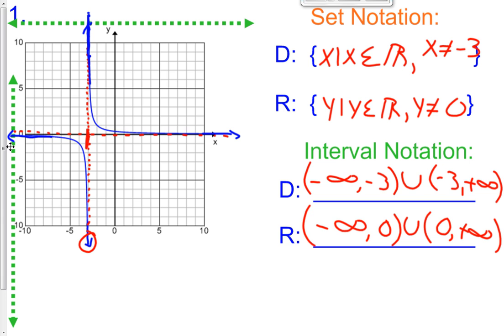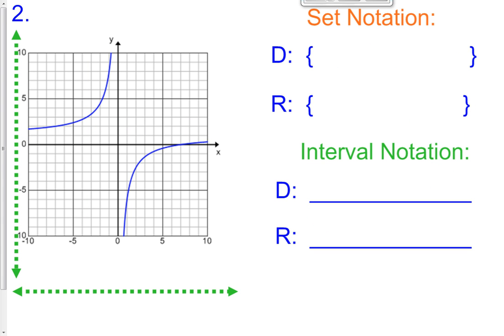Let's try the same thing now for problem number 2. All these rational graphs do look very similar, so their domain and ranges are going to be similar. It goes to negative infinity, positive infinity, negative infinity, to positive infinity.